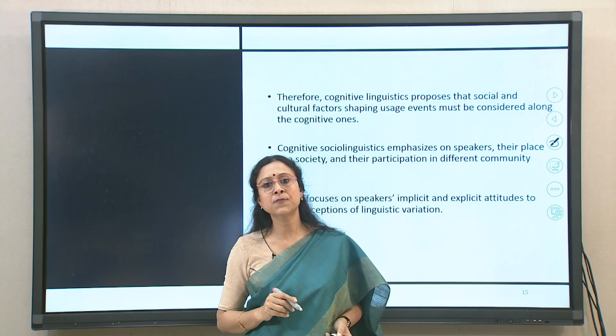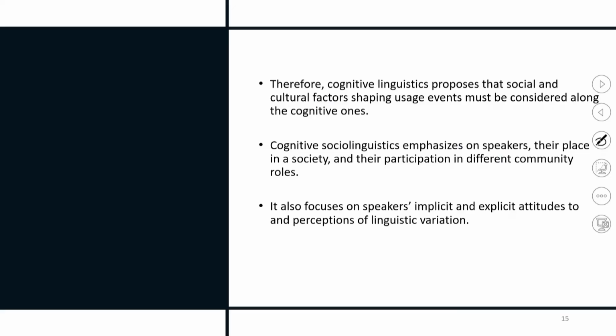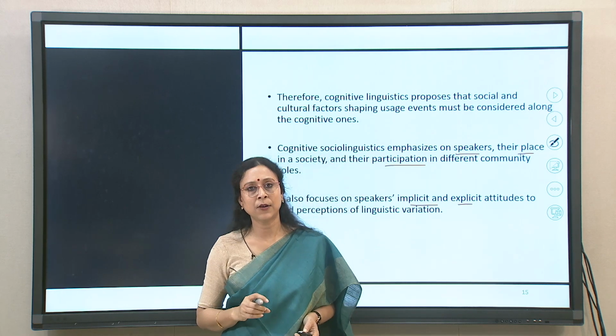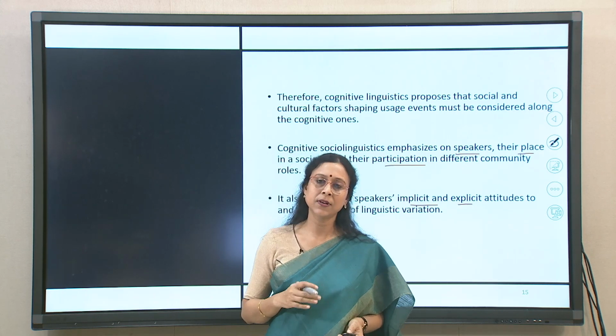Therefore, cognitive linguistics proposes that social and cultural factors shaping usage events must be considered along with the cognitive ones. This is a newer, current development. So, cognitive sociolinguistics emphasizes speakers, their place in a society and their participation in different communities. It also focuses on the speakers' implicit and explicit attitudes and perceptions of linguistic variation, because ultimately the end user of language is the group of speakers, different groups of speakers.